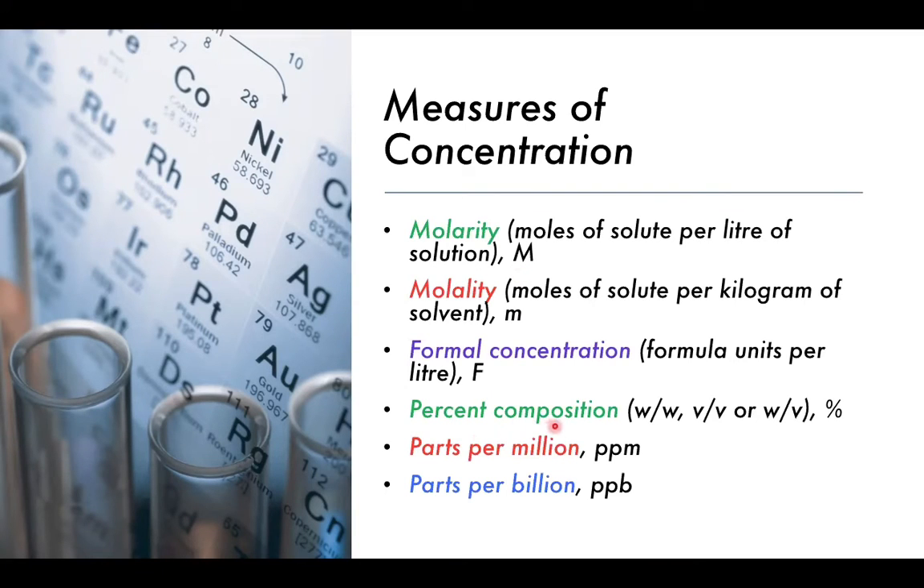Then we also have percent composition, which is going to be weight per weight, weight per volume, or volume per volume. This is going to be expressed in percent because at the end of the day, it says percent composition. Then parts per million, that's going to be ppm. And then parts per billion, that's going to be ppb. So we'll see how we can come up with these units of concentration shortly.